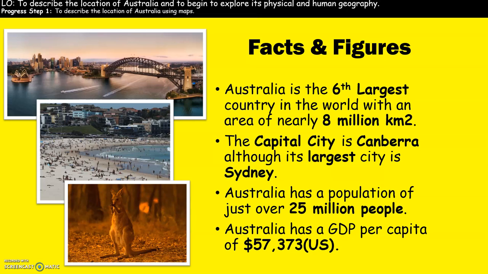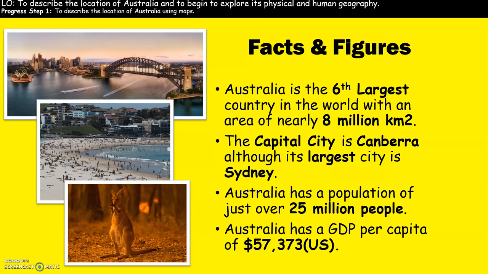Now the capital city is often thought to be Sydney, which is its largest city. However, its capital is actually Canberra. Australia has a population of just over 25 million people, which is quite substantially smaller than the United Kingdom. That's down to where the people live in Australia. Generally 80% of the population live around the coast of Australia. So that's why the number is so much smaller. It's down to what the centre of Australia is like, and we'll come back to that in a couple of slides' time.